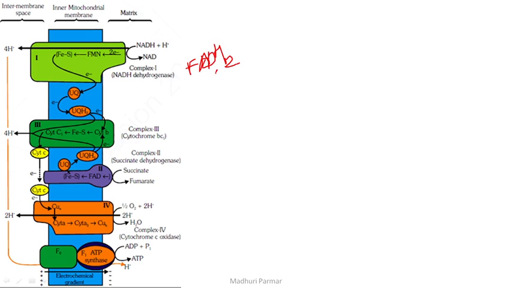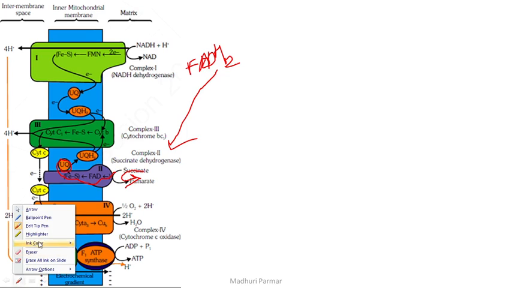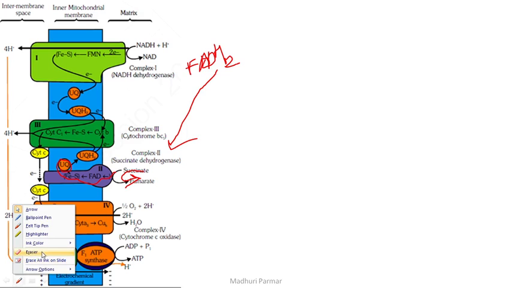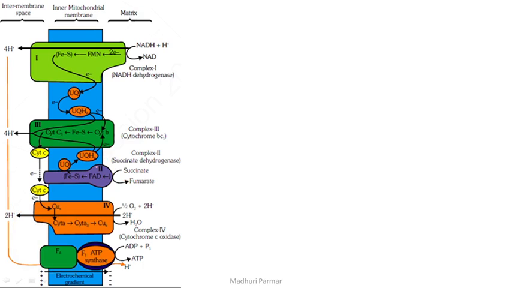So this FADH2 will go to your complex number 2, which is the succinate dehydrogenase complex. Succinate gets converted into fumarate, and during this process the electrons are transferred to FAD. From FAD they are transferred to the iron sulfur cluster, and from the iron sulfur cluster they go to the ubiquinone. Again, same as NADH, which was giving its electrons to ubiquinone through NADH dehydrogenase, here also that is happening.